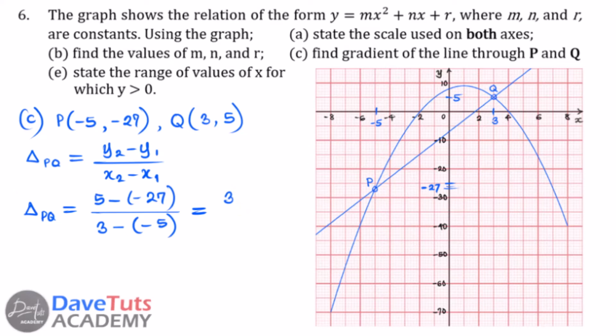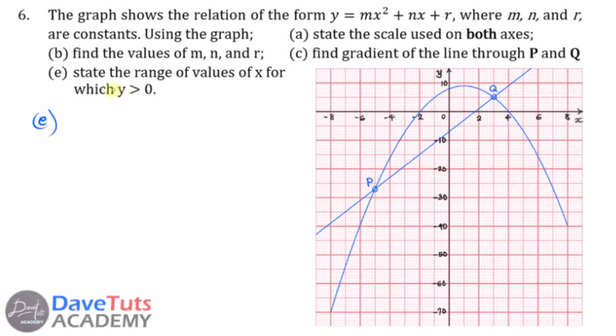Or let me just write it out straight first. So this will be 5 plus 27, and then in the denominator it will be 3 plus 5, such that the gradient of the line joining point P and Q will be 5 plus 27, that is 32, over 3 plus 5, that is 8. So 32 over 8 is nothing but 4. So the gradient of the line joining P and Q, or we can say the gradient of the line through P and Q, is nothing but 4. Okay, then we can move on to the final question.